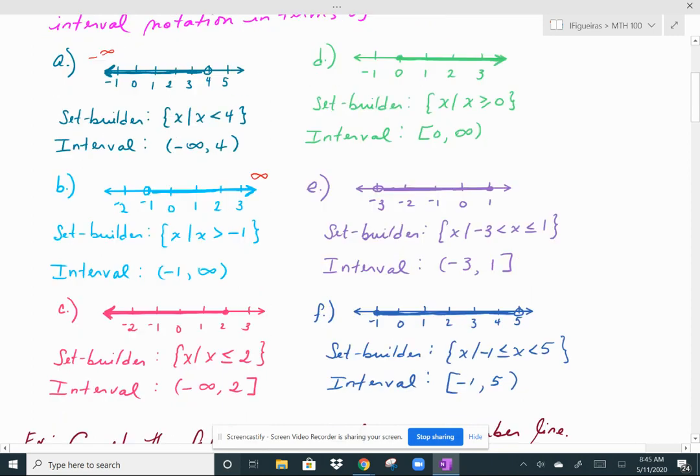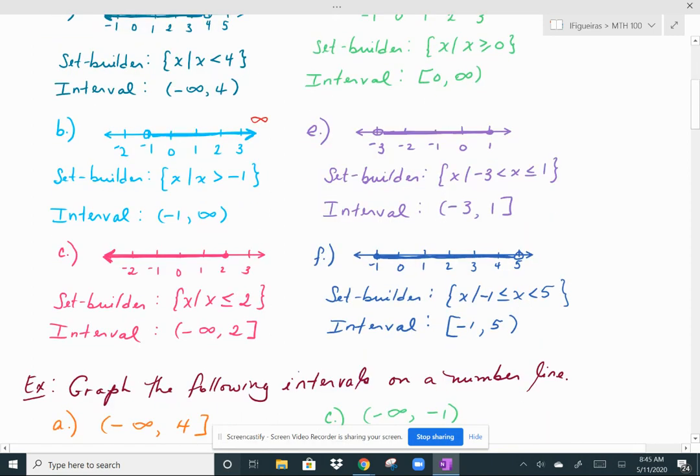Okay, so here's another example. In this case, we are shading to the left, but it's different than the first example because I don't have an open circle. I have this one here that's colored in. That's considered to be a closed circle at 2. So that means I want all numbers from negative infinity all the way up to and including 2. So the way that's represented with set builder notation is the set of all x such that x is less than or equal to 2.